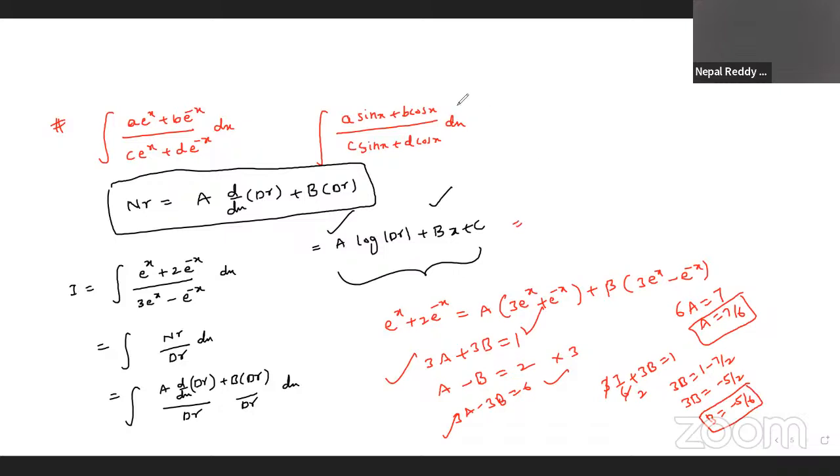So here you have to write capital A, 7 by 6 log of denominator part, that is 3 into e power x minus e power minus x. Denominator, here it is minus sign. Let us wait. Here, it should be minus sign, right? Let me calculate again.